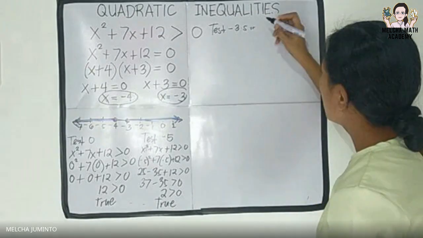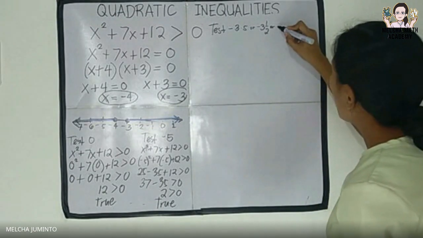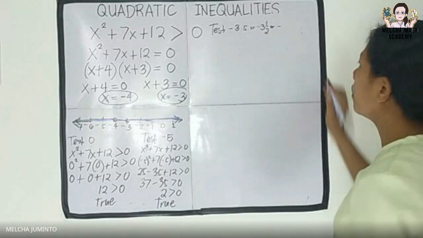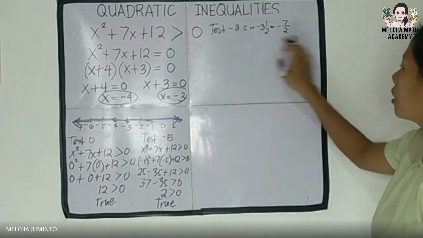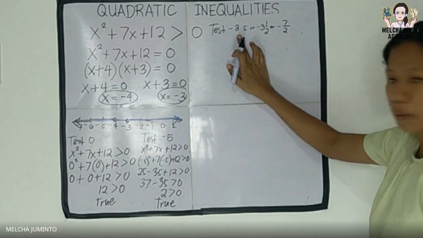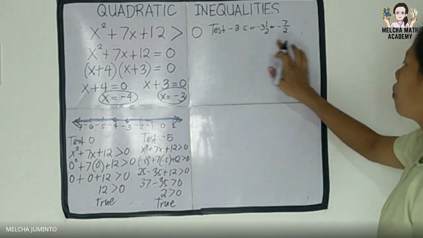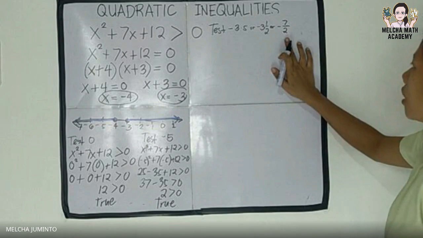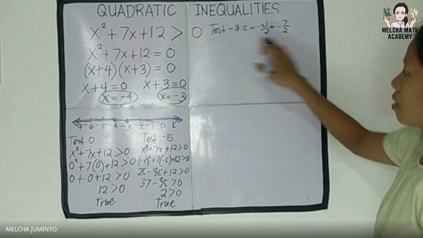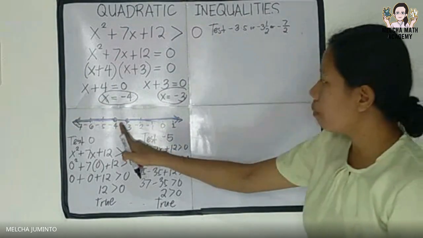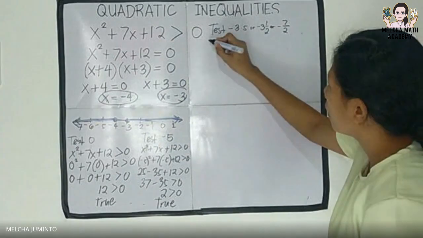You may also use a fraction instead of 3.5. So it can be the decimal negative 3.5, a mixed number, or it can be an improper fraction, negative 7 over 2. You may choose among these three. All of these mean the same. That is a number between negative 3 and negative 4. Let us test that using the same method.